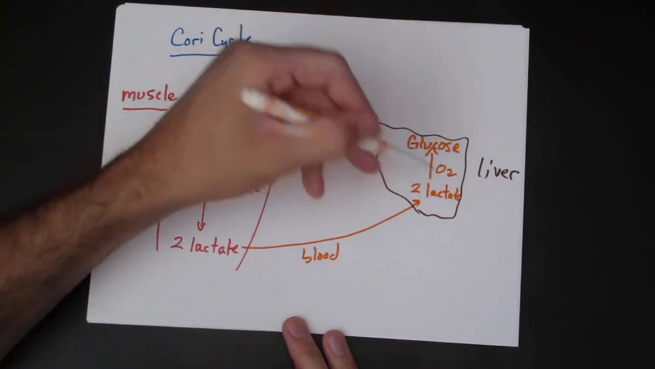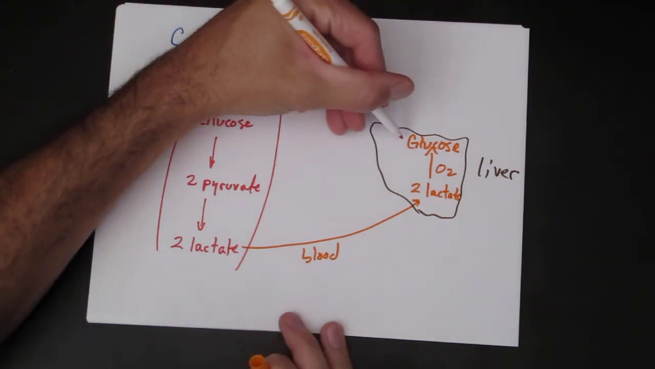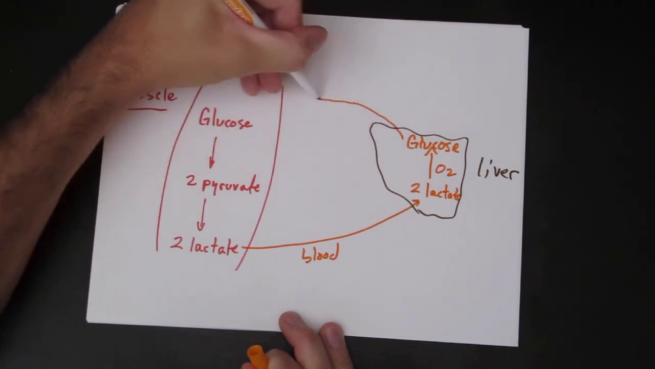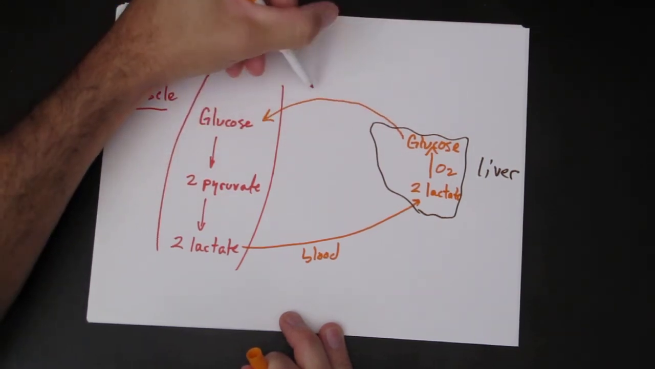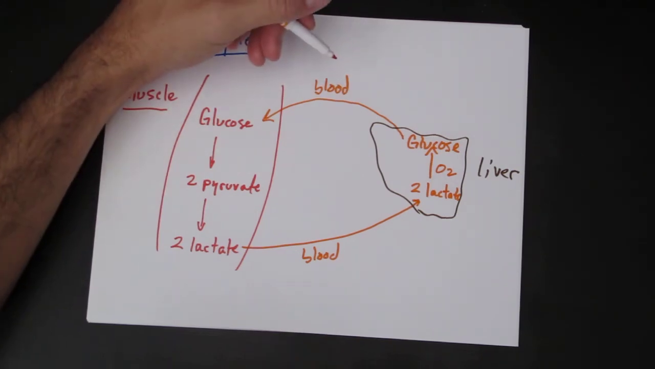This is gluconeogenesis. This is what we just sort of described in the last little bit of this unit that we're looking at here. And then that glucose, because it is permeable to cell membranes, can diffuse back into the muscles to do work. So we complete our cycle as a result of that.